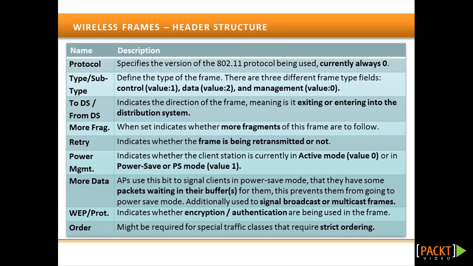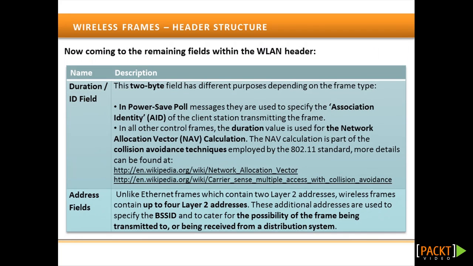Last is the order field. It might be required for special traffic classes like voice and video that are conscious about the way packets are received at the other end. Now that we have looked at the various options within the frame control bytes, we are going to explore the remaining fields within the 802.11 WLAN header.